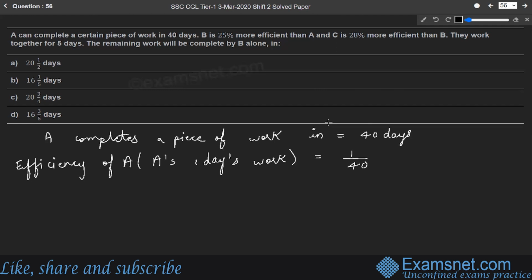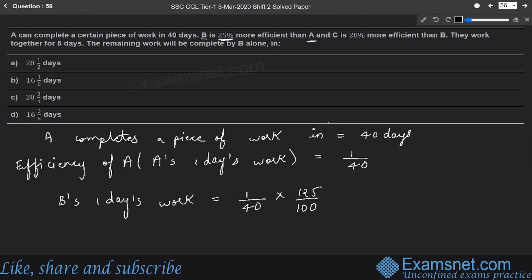Right. Similarly, B's 1 day's work will be equal to 1 by 40 multiplied by 125 by 100. Now, why is this multiplied by 125 by 100? Because it is given that B is 25% more efficient than A. Okay. So what is the efficiency of A? 1 by 40. So 1 by 40 multiplied by 125 by 100. Why 125 by 100? Because B is 25% more efficient.